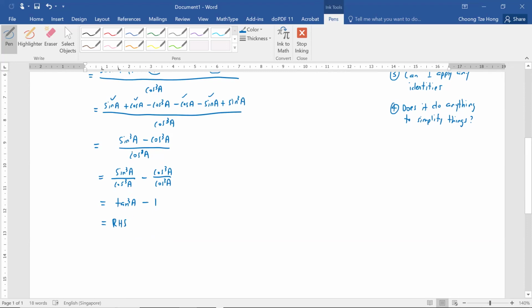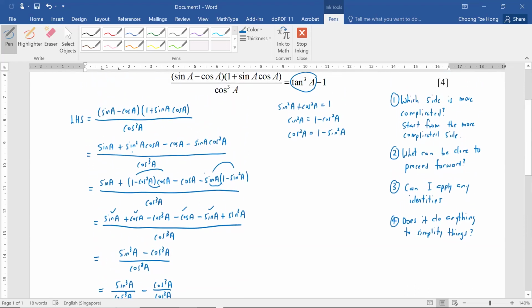Indeed, do try to run through these four questions as you do some practice questions for trigo identity proving questions, and see whether it works out for you or not. The more times you practice, the more these questions will stick in your head, and then it will come naturally.